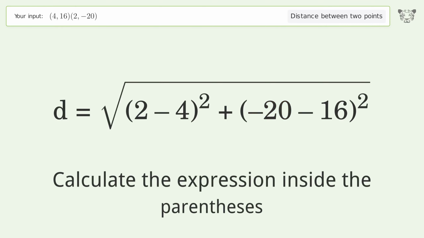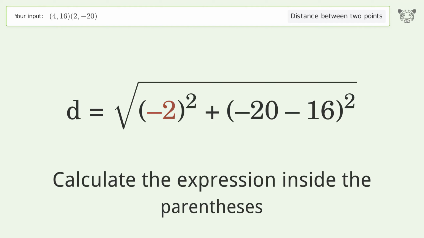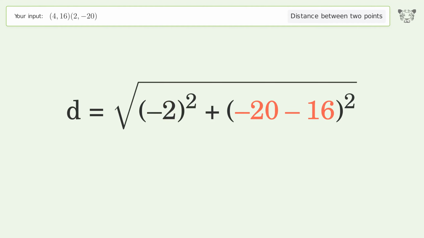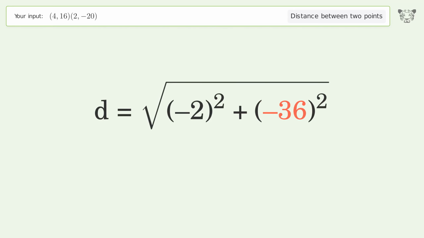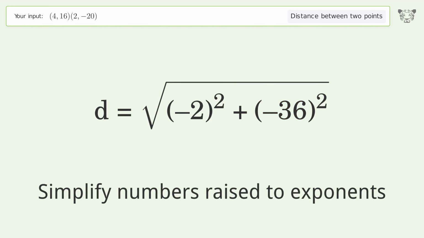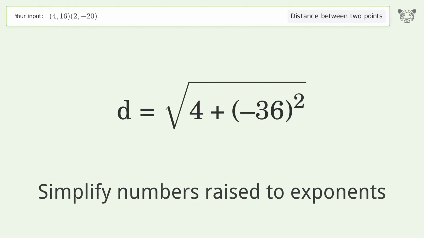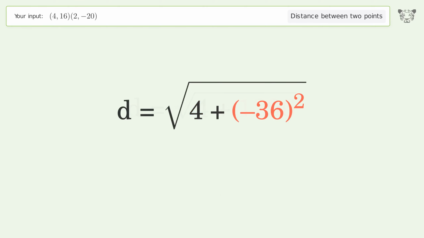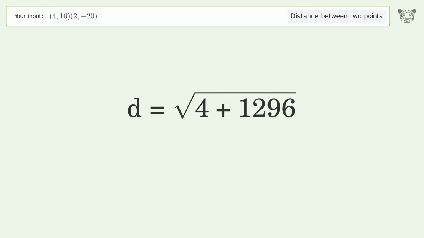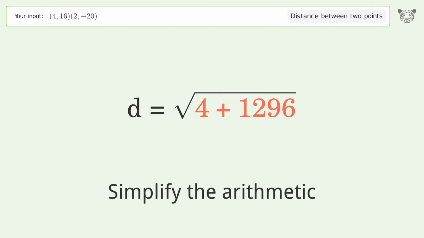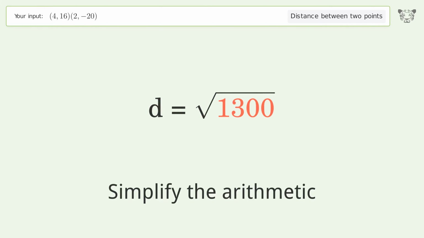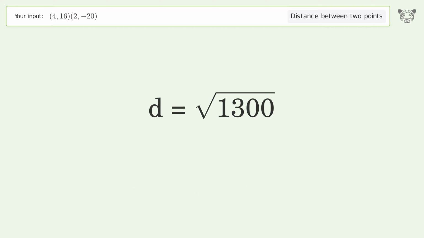Calculate the expression inside the parentheses. Simplify numbers raised to exponents. Simplify the arithmetic. And so the distance between the 2 points is the square root of 1,300, or 36.056.